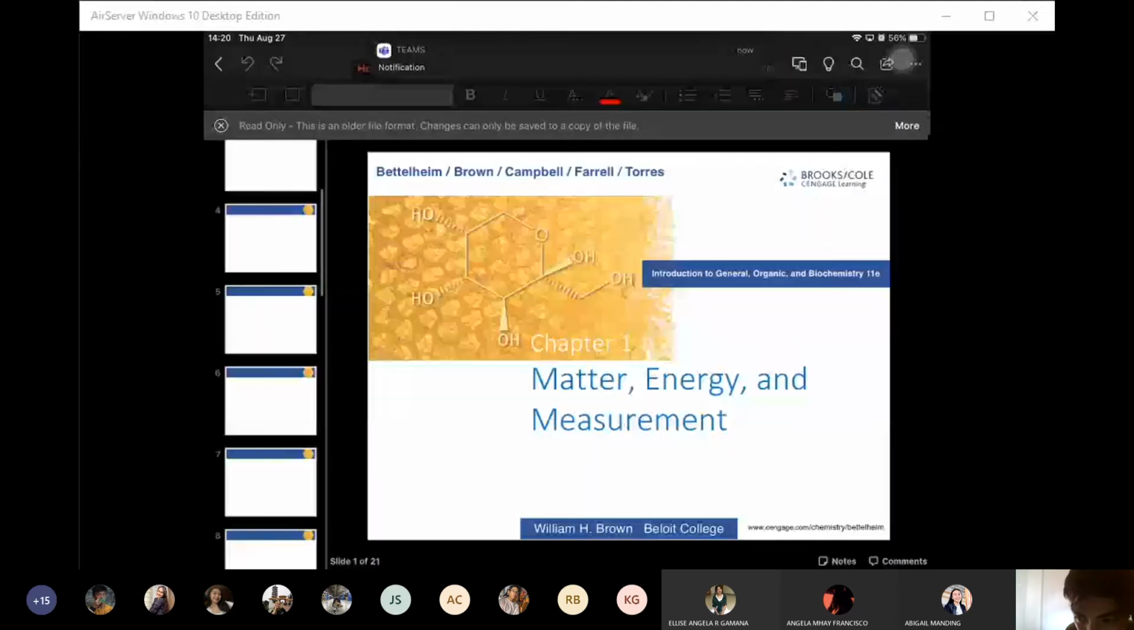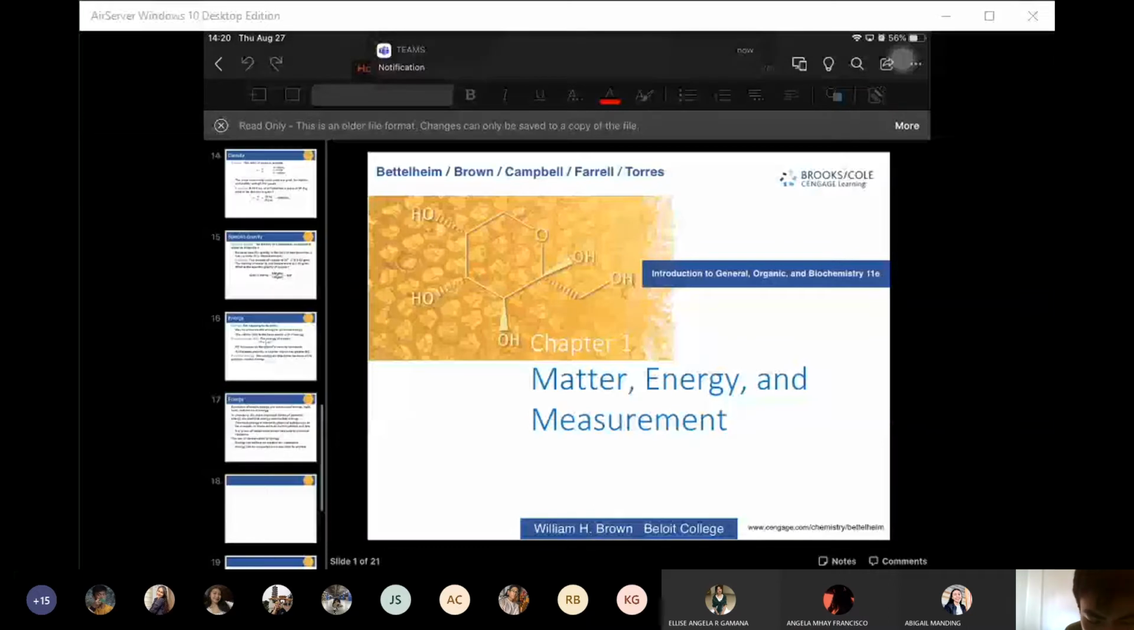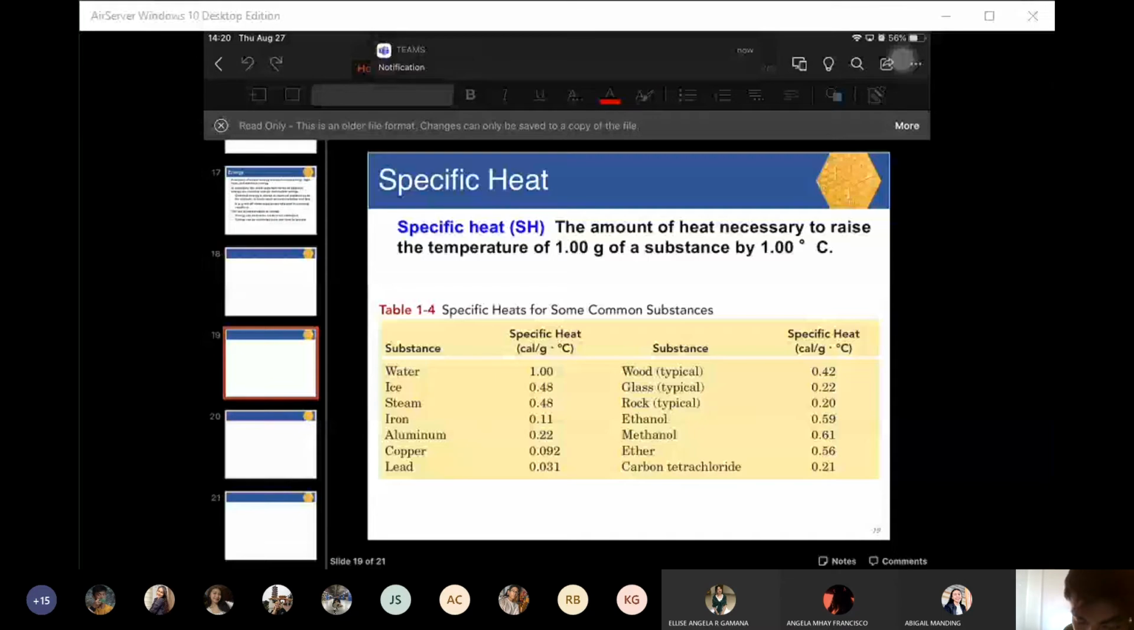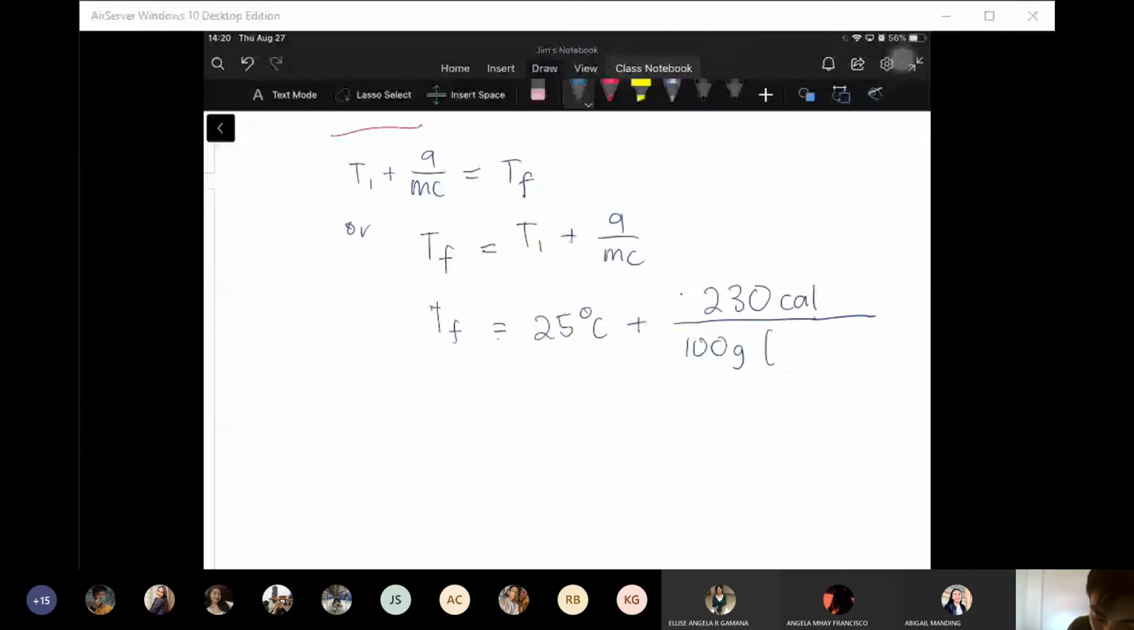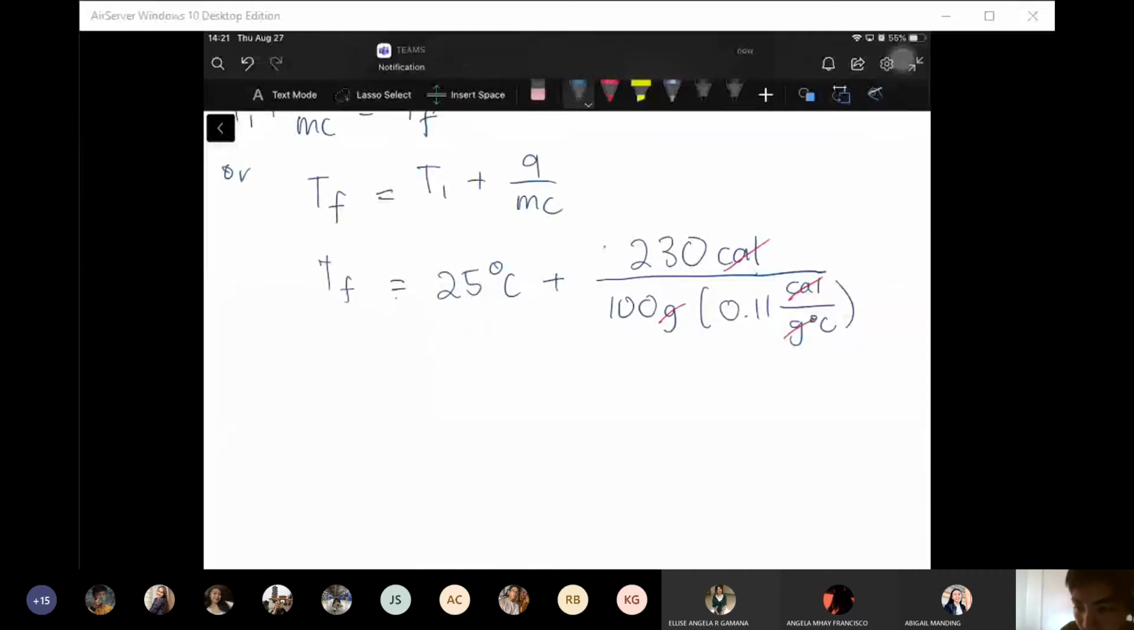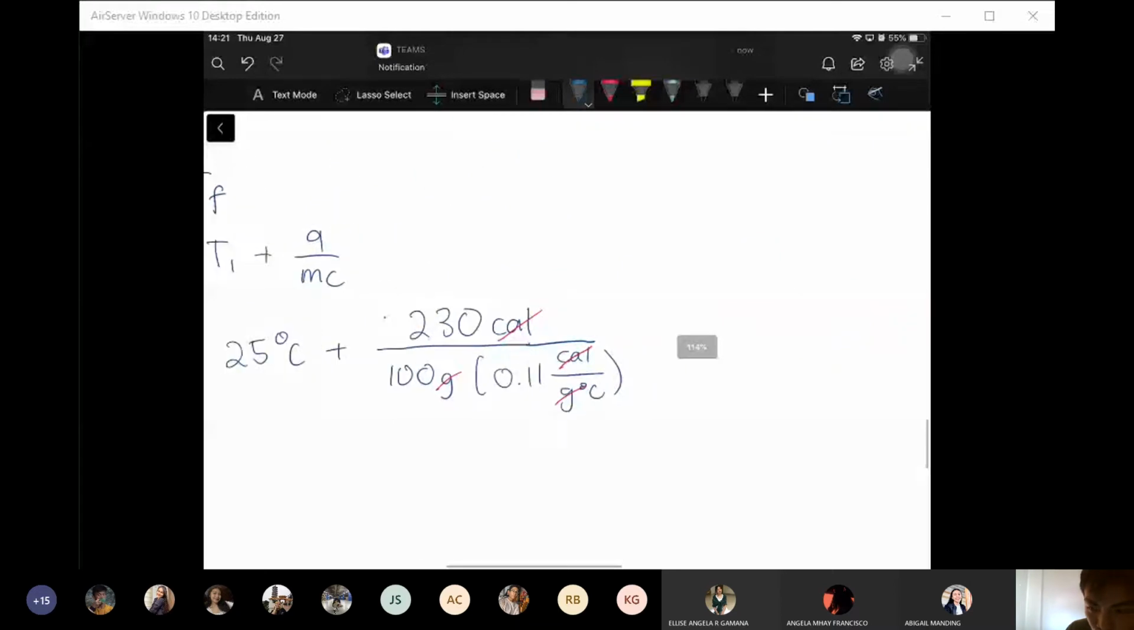Ay, hanapin natin sa table. Ayan. 0.11. Ayan, so thank you. So, this is times 0.11 calories per gram degrees Celsius. Ano na gagawin natin? Cancel the units. Ang matitirang unit dito ay Celsius na. Bakit Celsius? Di ba yung ginawa natin?